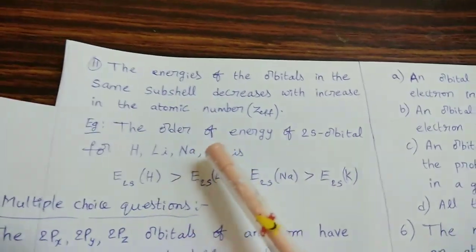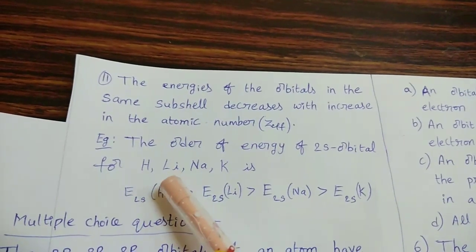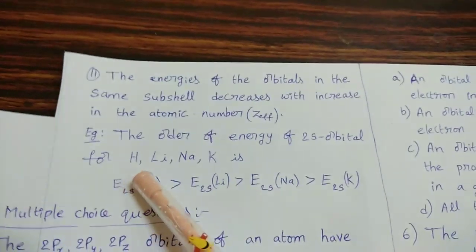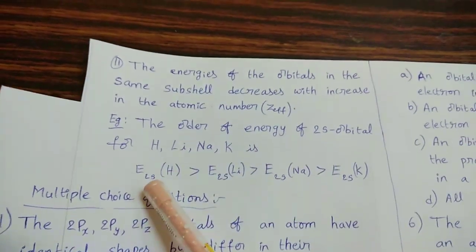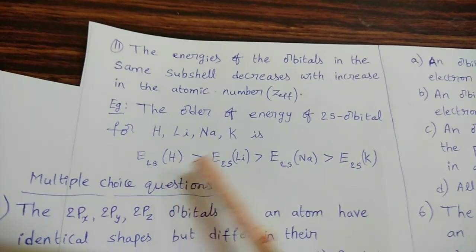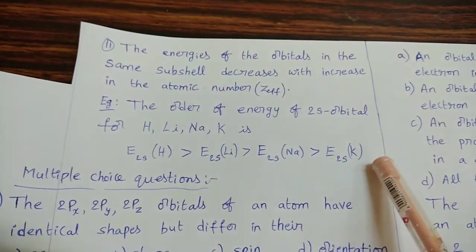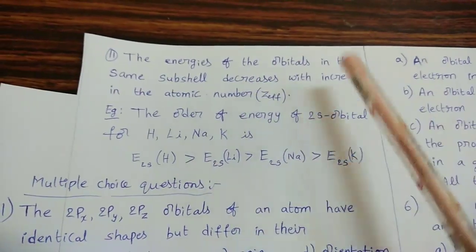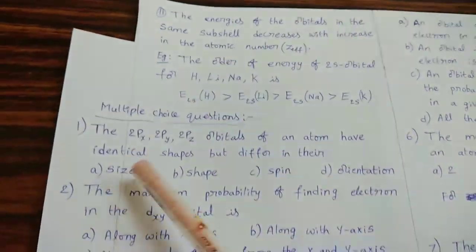See the example, the order of energies of 2s orbital. If we consider 2s orbital of different elements, hydrogen, lithium, sodium, potassium, from hydrogen to potassium atomic number increases: 1, 3, 11, 19. But their energies decrease. Energy of 2s orbital of hydrogen is greater than 2s orbital of lithium, greater than 2s orbital of sodium, greater than 2s orbital of potassium. So with increase of atomic number for the same subshell, the energy of the orbitals decreases. This is the example. Remember carefully. Next, see the multiple choice questions.